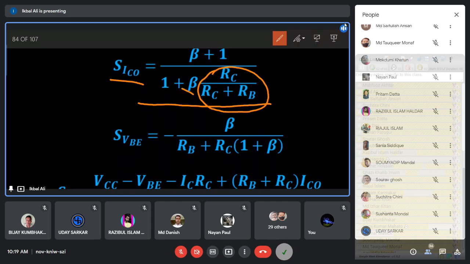Again, if you calculate the SVBE, just differentiating that collector current equation in the previous slide, but with respect to VBE, maintaining beta and ICO constant, you will get this one. You can do it by yourself. It is not very difficult, and ultimately you will reach this expression. So SVBE is minus beta by RB plus RC into 1 plus beta. So this is the expression for SVBE.